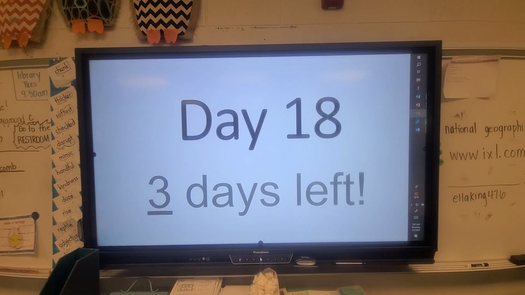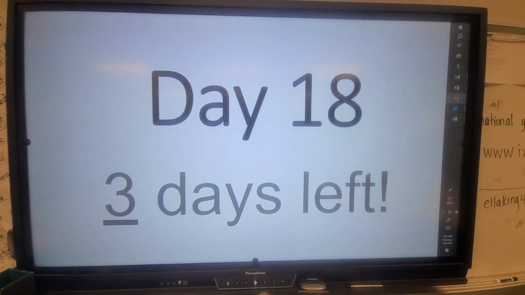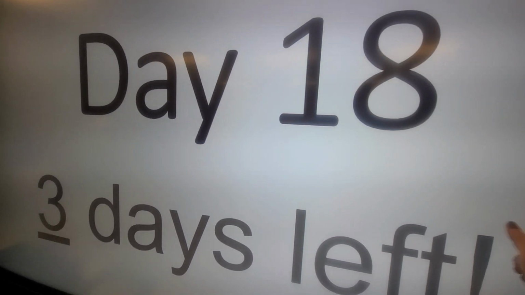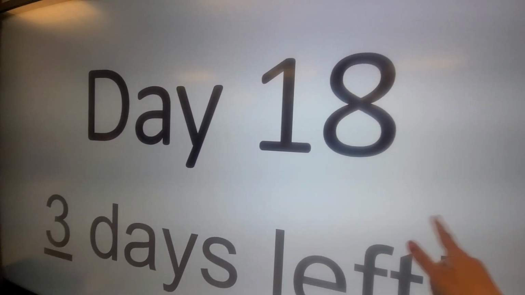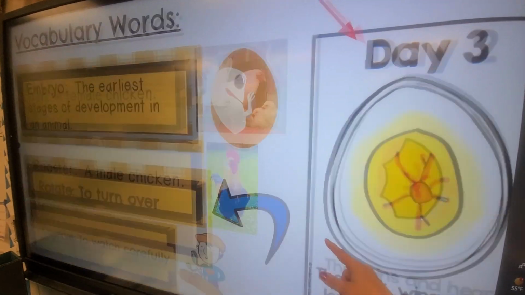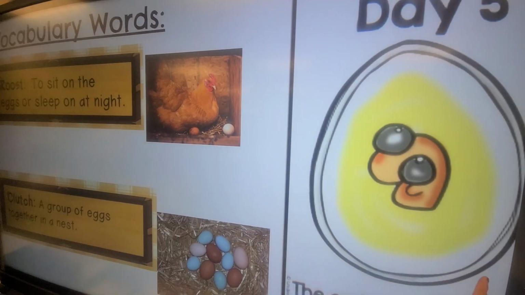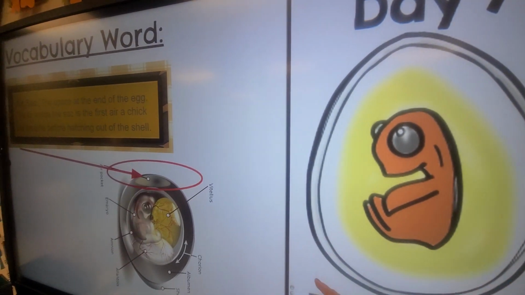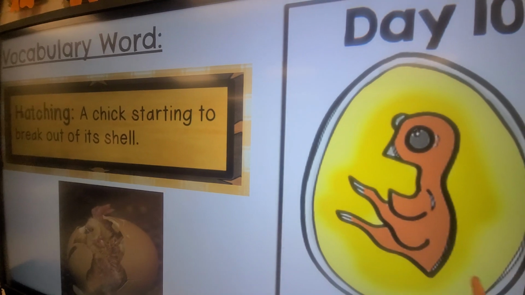Good morning, boys and girls. Today is Thursday, May the 2nd. It is day 18 of our life cycle of a chicken unit. We have 3 days left to the end of our incubation period. I can't believe that it's gone by so quickly. So what we're going to do is take a look at day 18.